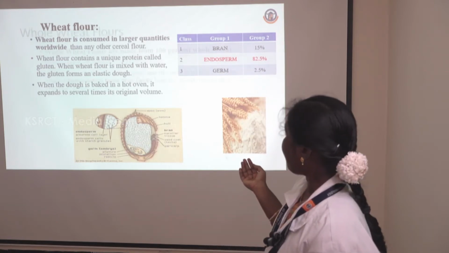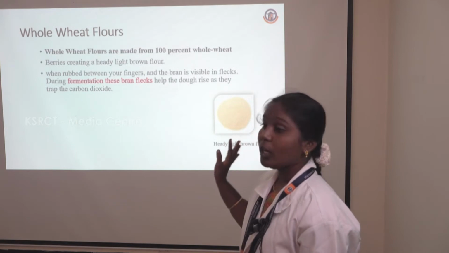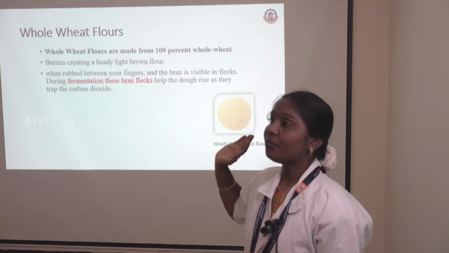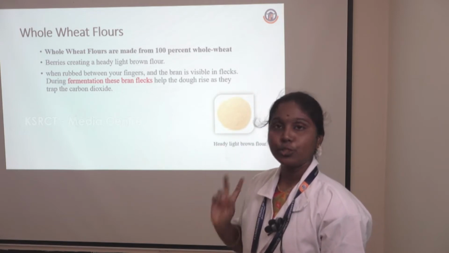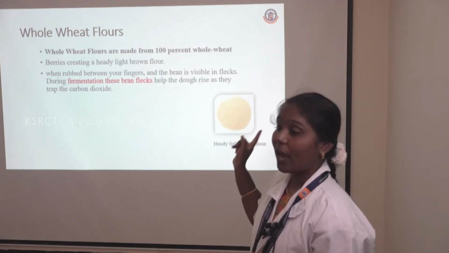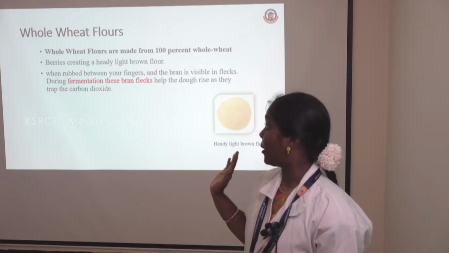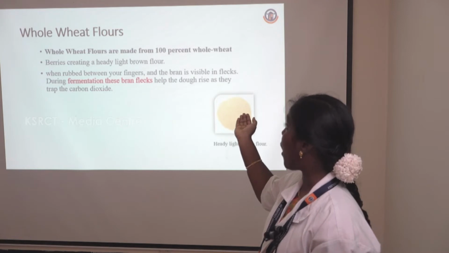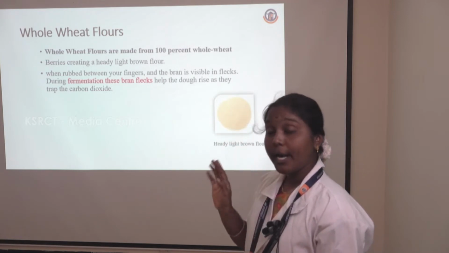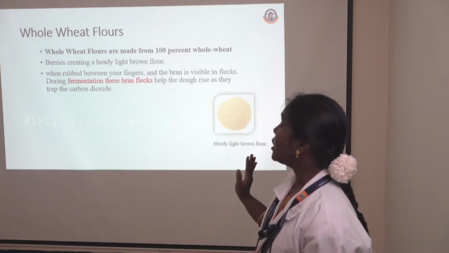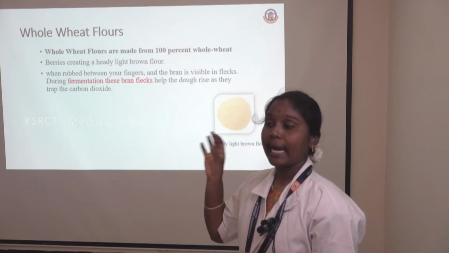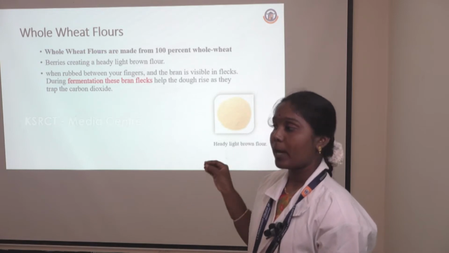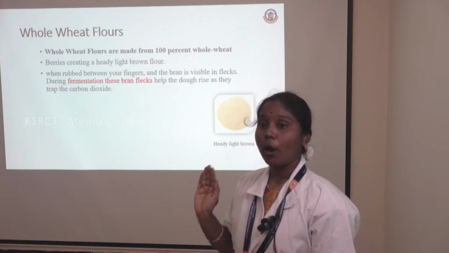Next one is whole wheat flour. Whole wheat flour comes from wheat. Wheat flour is generally classified into two categories: one is whole wheat flour, another is white wheat flour. As I mentioned in the first point, whole wheat flour is made up of 100% of the whole wheat. It contains the bran part and the endosperm. The germ part is also present, but the germ is mostly not present in any flour making process.